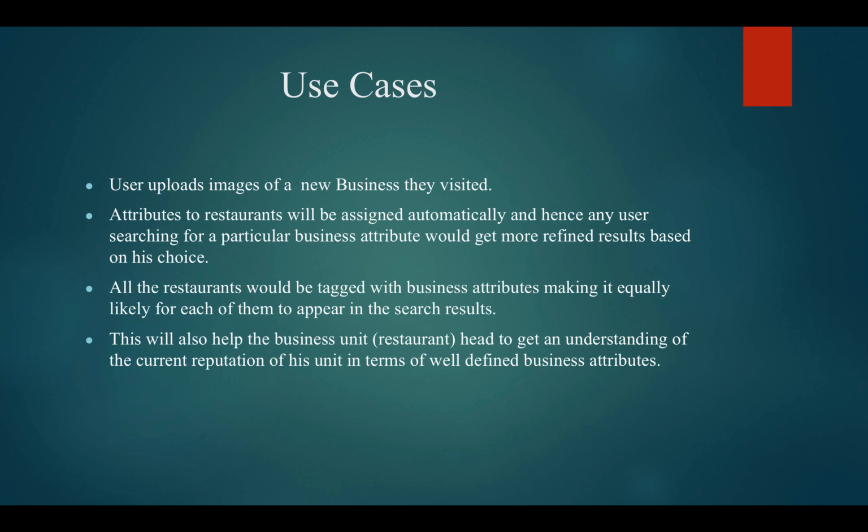So coming to the use cases of my project, users can upload images of a new restaurant that they visit. When a user searches using new business attributes, he or she tends to get more refined results as all the restaurants are assigned attributes automatically. None of the restaurants are left uncategorized. This gives an equal chance for all the restaurants to be displayed in the search results. This also helps business heads understand the standards of their restaurant so that they can improve in those particular business attributes.